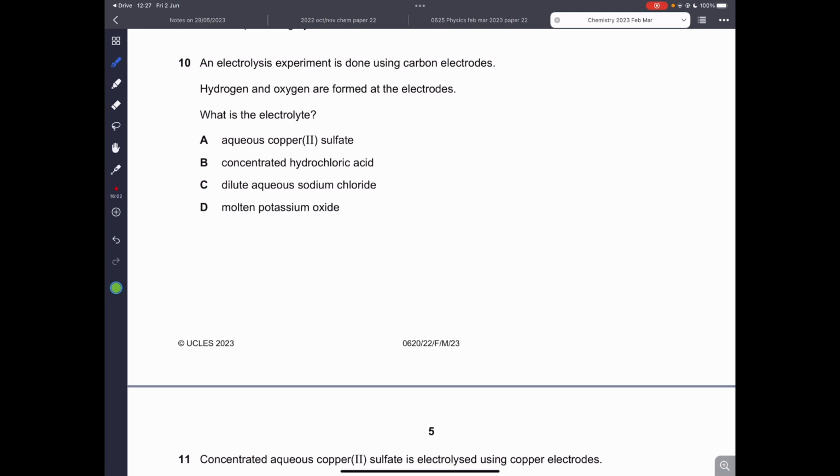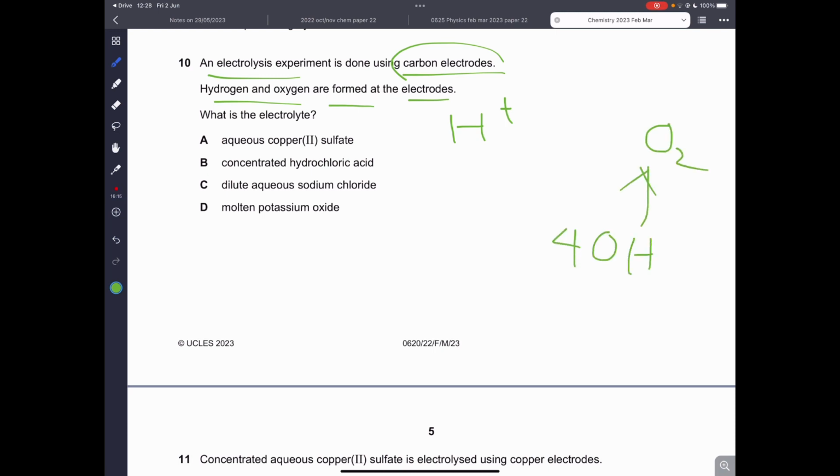So question number 10, an electrolysis experiment is done using carbon electrodes. Hydrogen and oxygen are formed at the electrodes. So hydrogen and oxygen. Now remember, oxygen is only formed from hydroxide ions. So what is the electrolyte? Well, is the electrolyte aqueous copper 2 sulfate? Nope. Is it concentrated hydrochloric acid? Nope. Dilute aqueous sodium chloride?